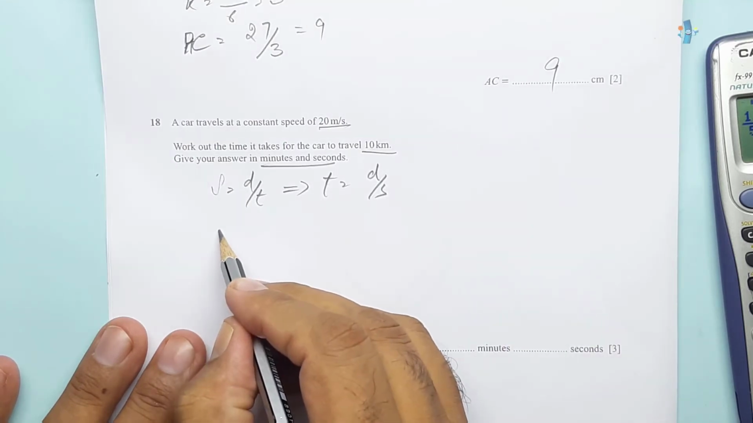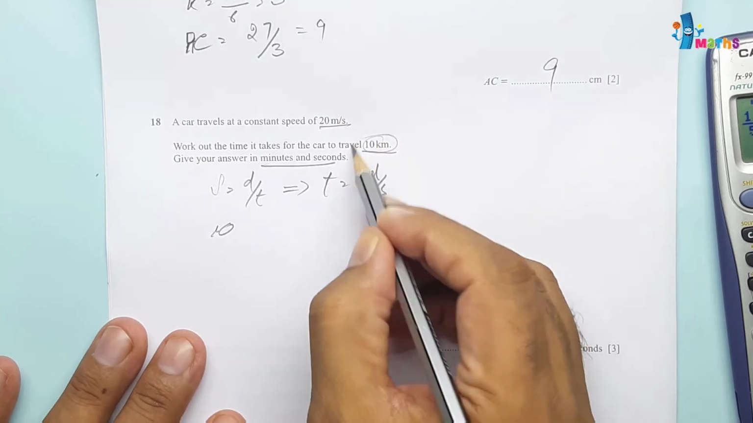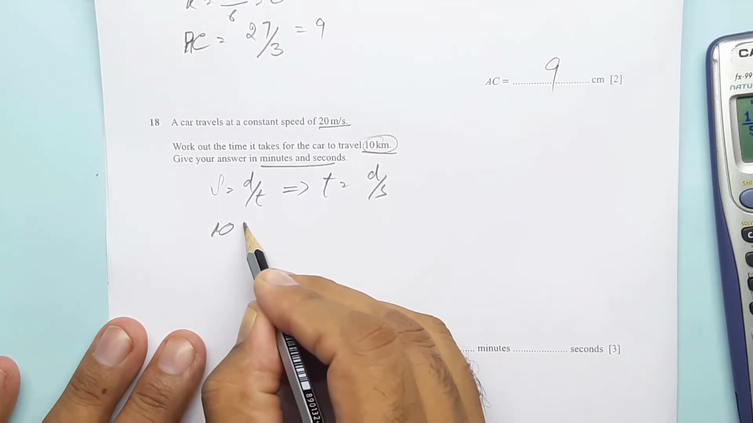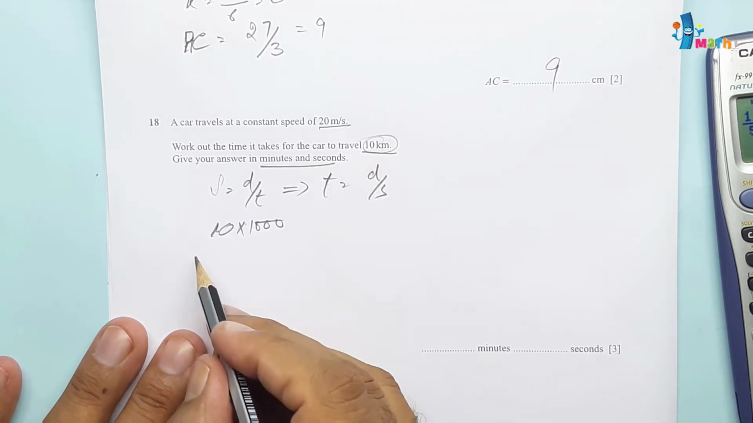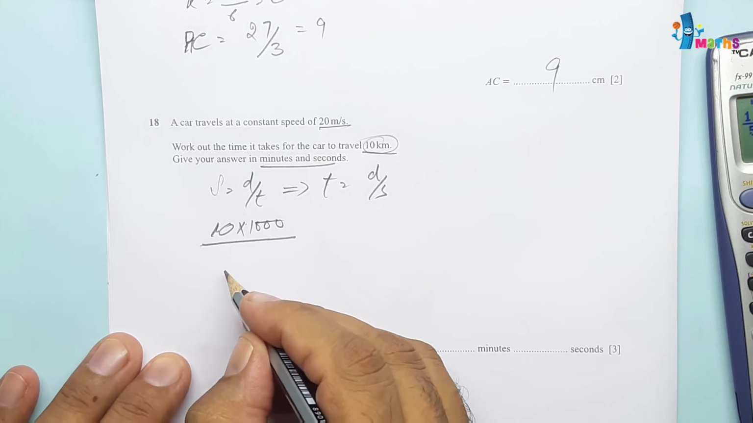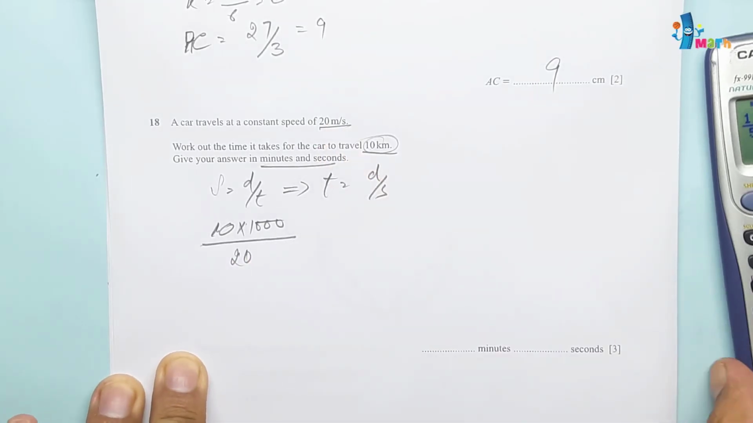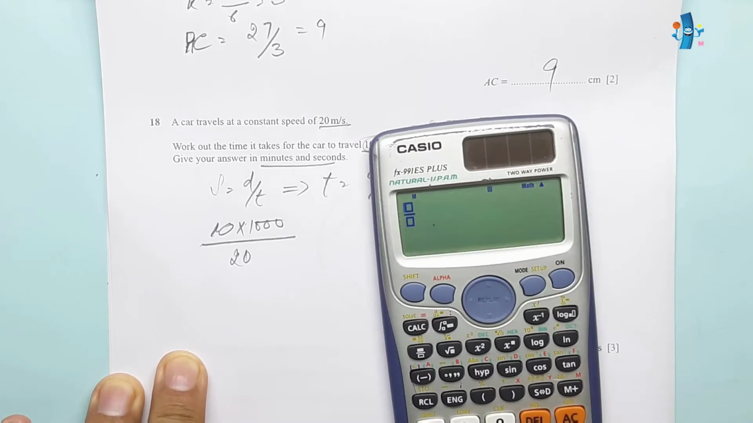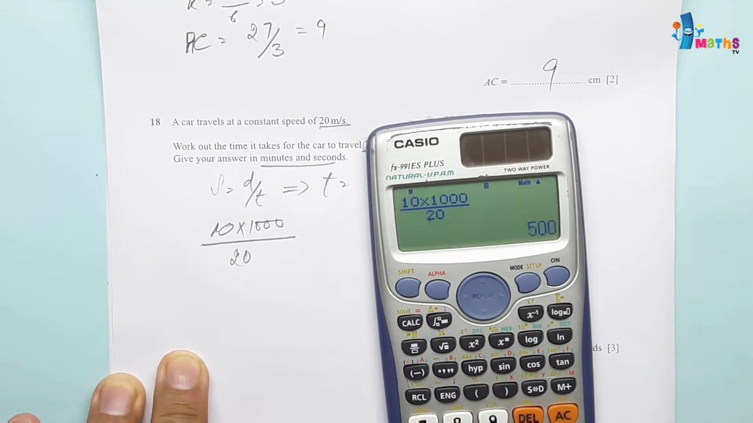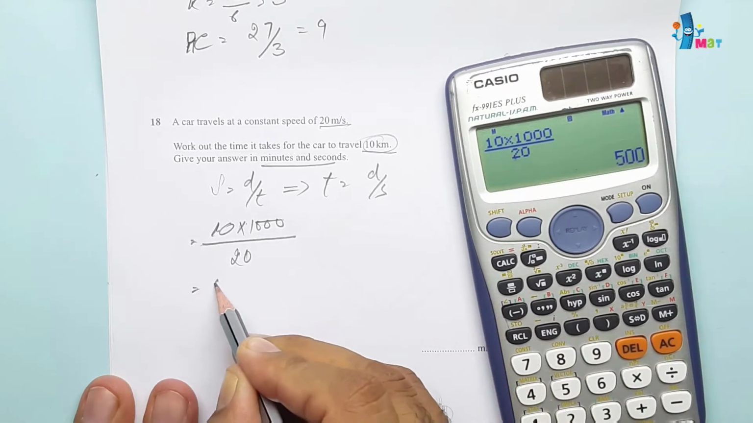Distance is 10 kilometers. So kilometer we have to change into meters. So 10 multiplied by 1000, because there are 1000 meters in 1 kilometer, and divided by speed, which is 20. So this will be 10 multiplied by 1000 and divided by 20 is equal to 500. So it will take 500 seconds basically.